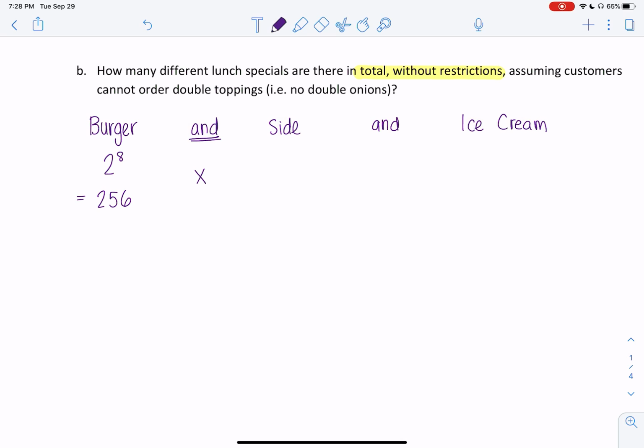Now let's look at our side. Our side in this question is approached the exact same way as it was in the last question. The order doesn't matter because we're either getting fries or either getting onion rings. So it's a combination question, 2 options. Let's just choose one of them. So we have our burger and our side and our ice cream. So because we're using and, we multiply.